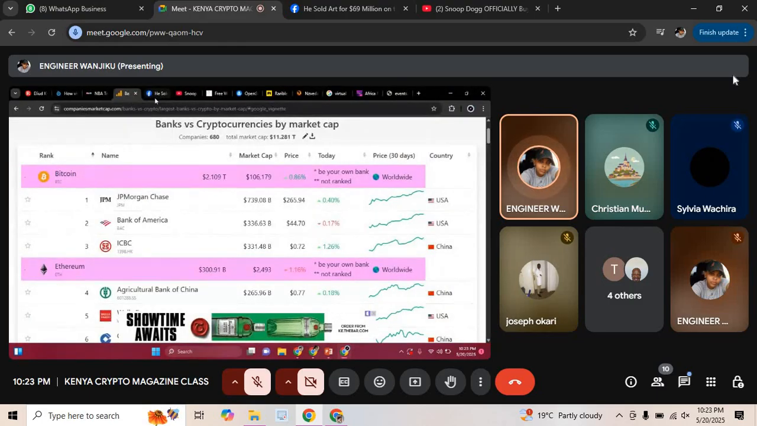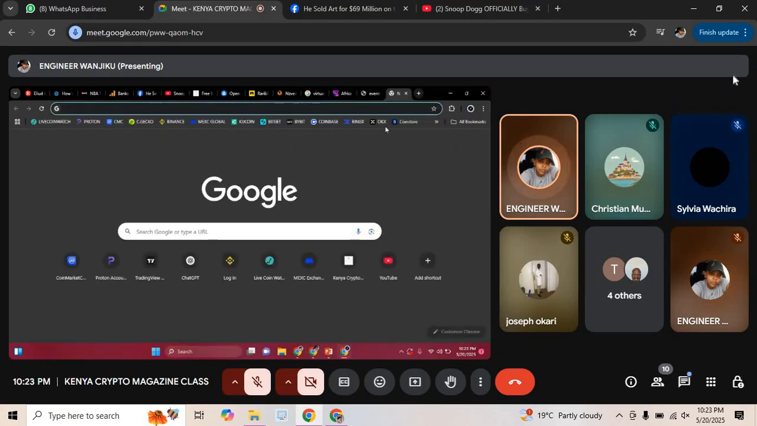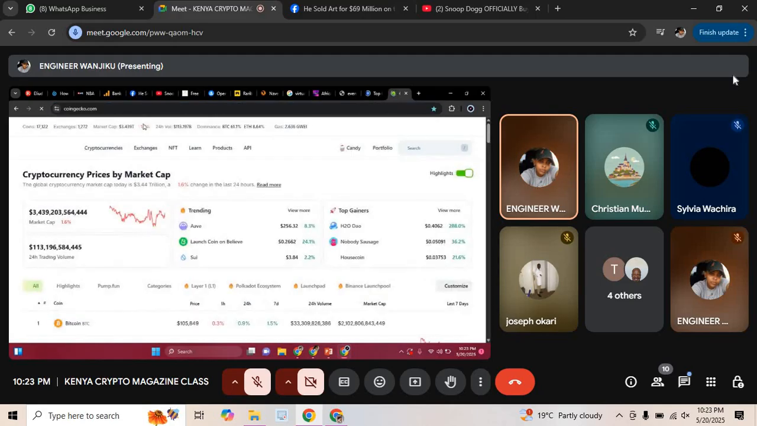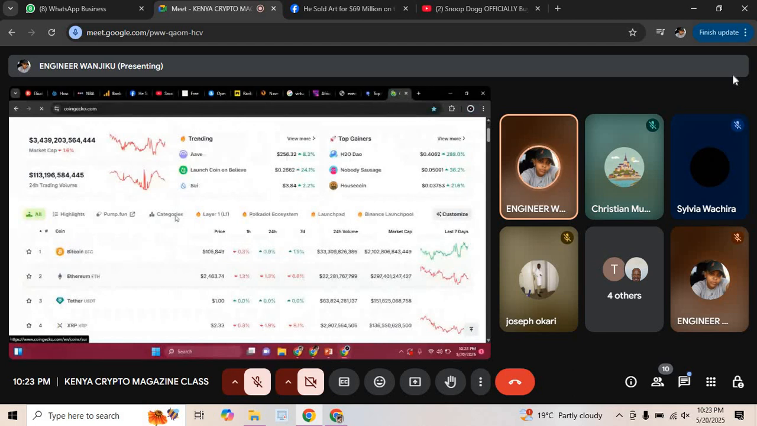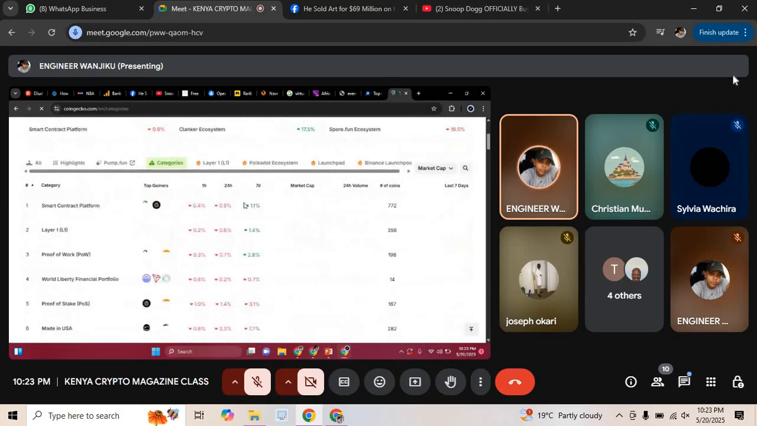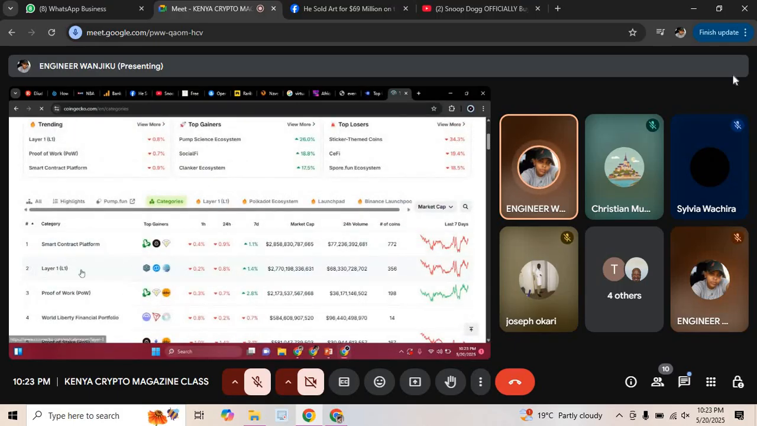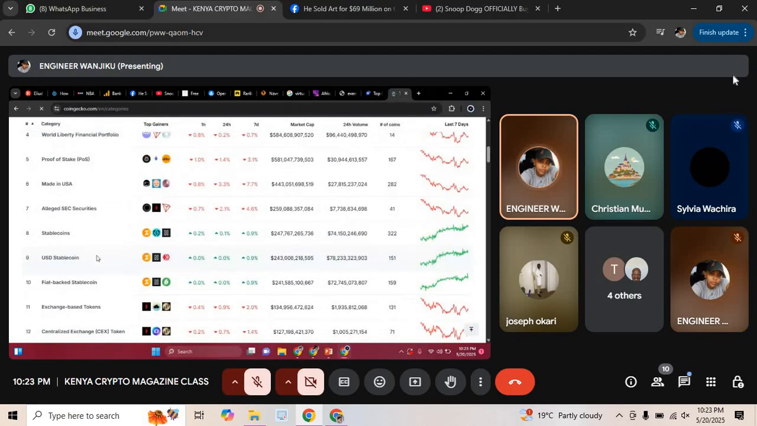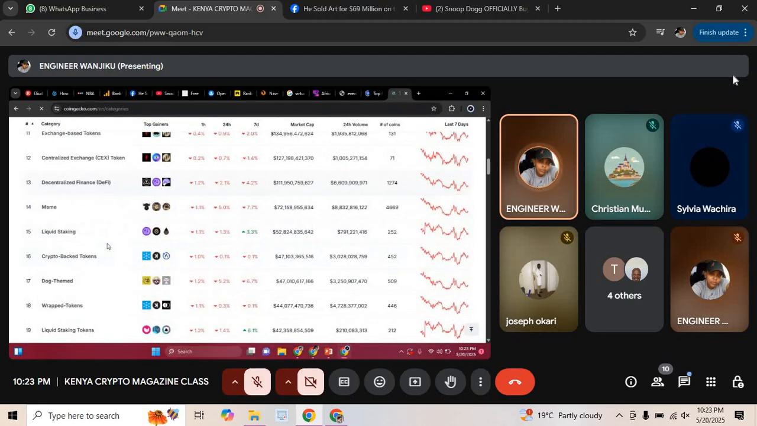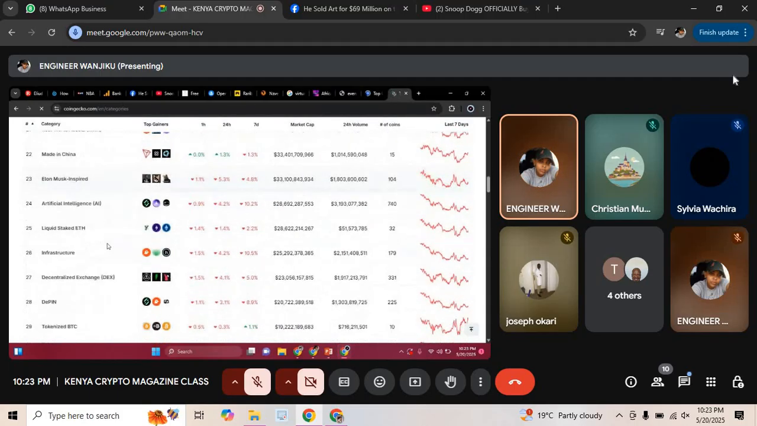But anyway, if you want to access these crypto narratives, just go to your favorite crypto aggregator, either CoinMarketCap or CoinGecko. If you scroll down, you can see categories. Under the categories is where you get these narratives. So if you go to categories, you'll be able to see we have smart contracts, layer ones, proof of work, and all those. But as we want the metaverse tokens, let's see if we see them.